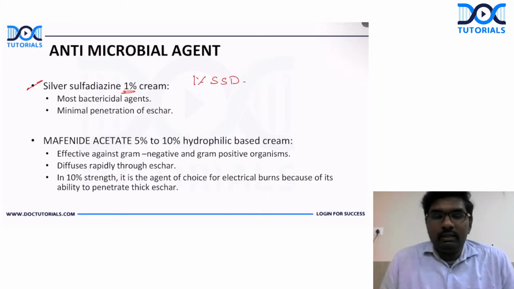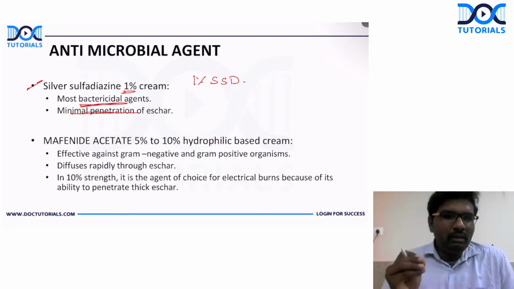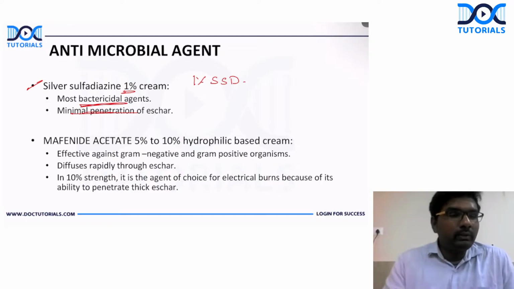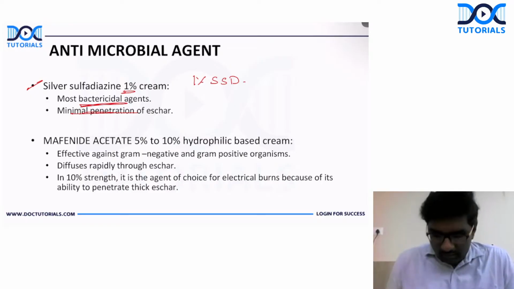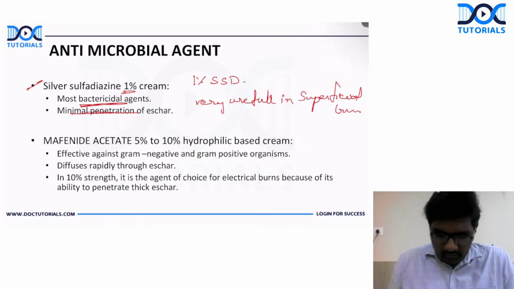This SSD, silver sulfadiazine, is a bactericidal agent, and it has minimal penetration of eschar. So this is very useful in superficial burns.